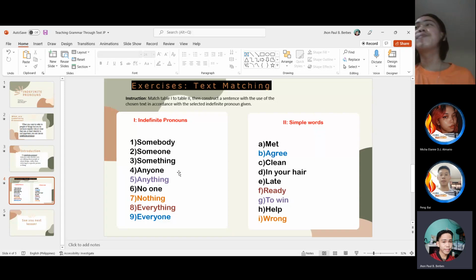Okay, very good. So I think Bai got the correct answer, all are correct answers. So let us give him a virtual clap for Bai for doing great in this activity. A virtual clap, class.